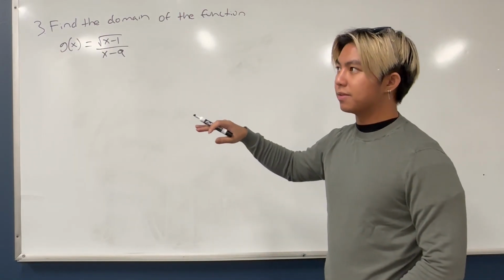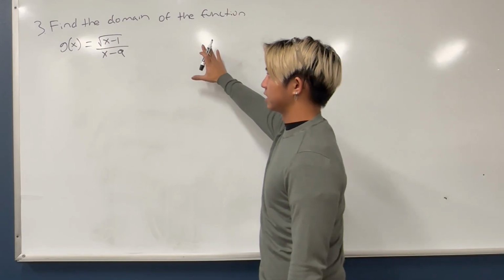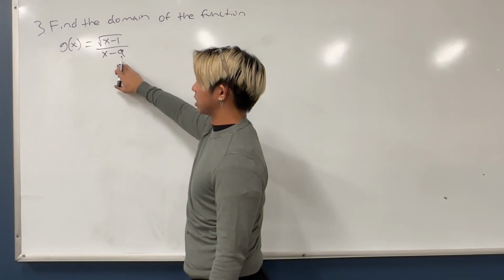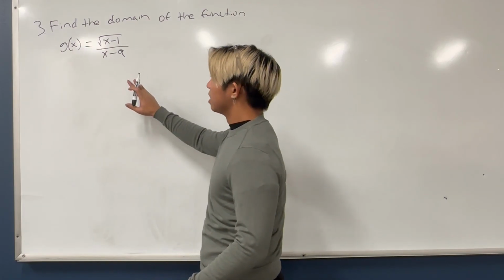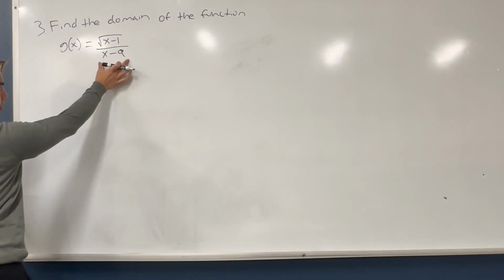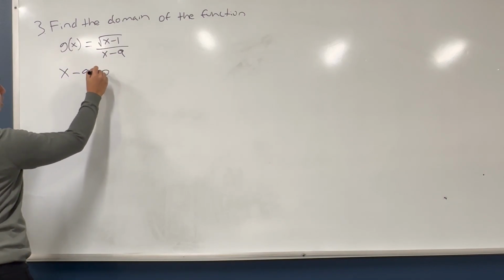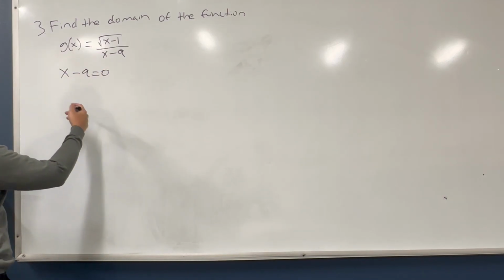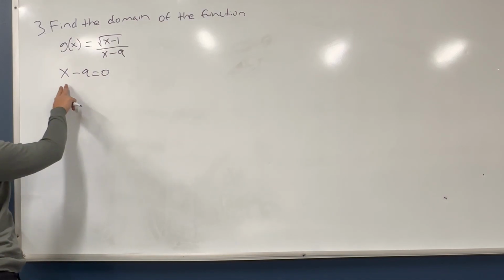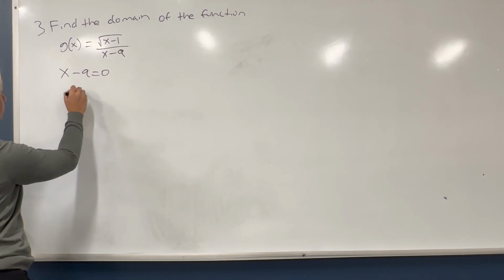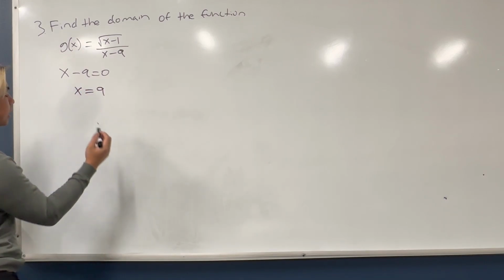So typically, for fractions like these, our domain is pretty much determined by the denominator. So the first thing I'll do is take our denominator and set it equal to 0. So x minus 9 equal to 0, and then we solve this. How do we isolate the x in this case? Just add 9 to both sides. So x is equal to positive 9.